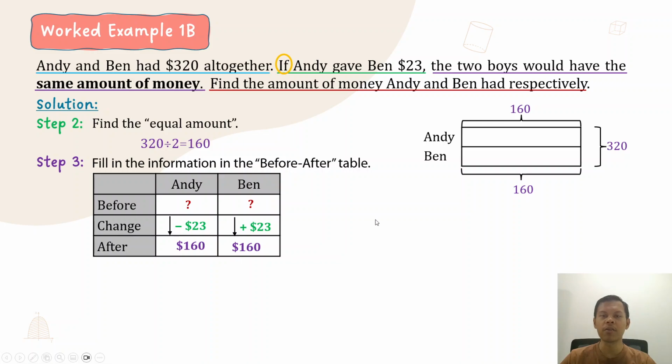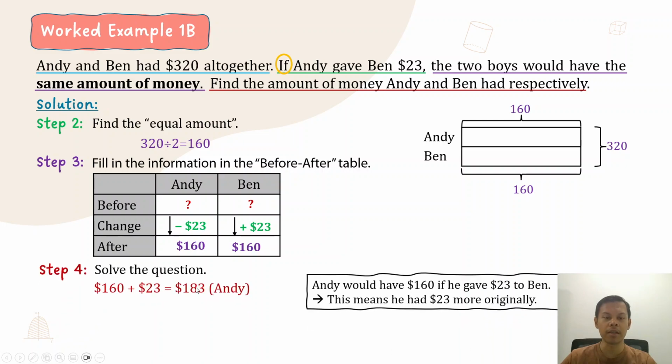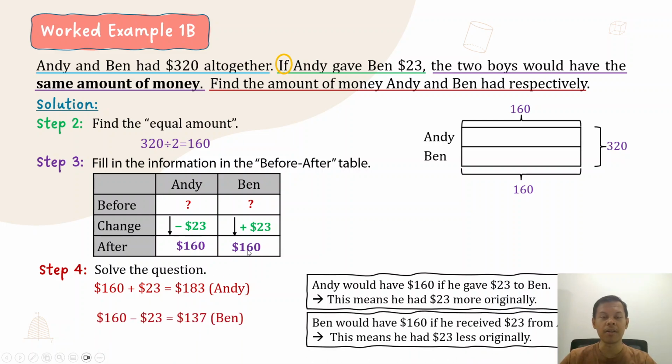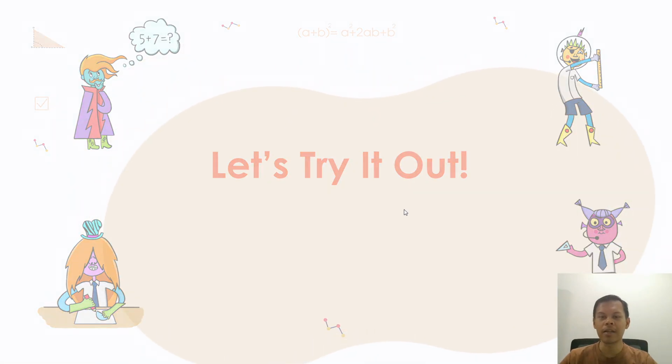Once we fill up this table, then we can work backward. If this is minus for Andy and we want to find the amount of money Andy had before, we need to plus it. So 160 plus 23, we are going to get 183 for Andy. How about Ben? If this is plus, then we need to work backward. It is going to be the opposite, which is minus. So 160 minus 23, the answer is $137 for Ben. Okay, so far so good? Alright, so that's the answer. Okay, now let's try it out.